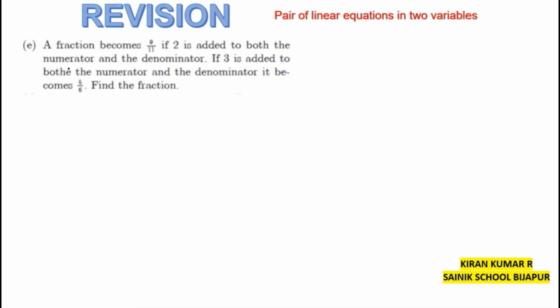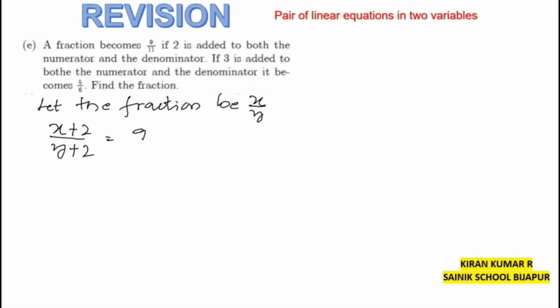Next question. The fraction becomes 9 by 11 if 2 is added to both numerator and the denominator. If 3 is added to both the numerator and the denominator, it becomes 5 by 6. Find the fraction. Let me consider the fraction to be x by y. According to the condition, if 2 is added to both numerator and the denominator, the number becomes 9 by 11. And one more condition is, when 3 is added to both numerator and the denominator, the number becomes 5 by 6.